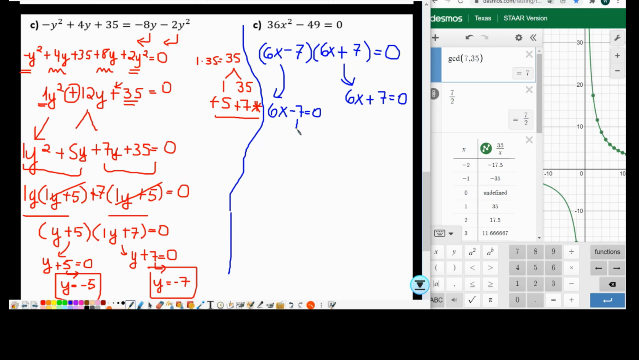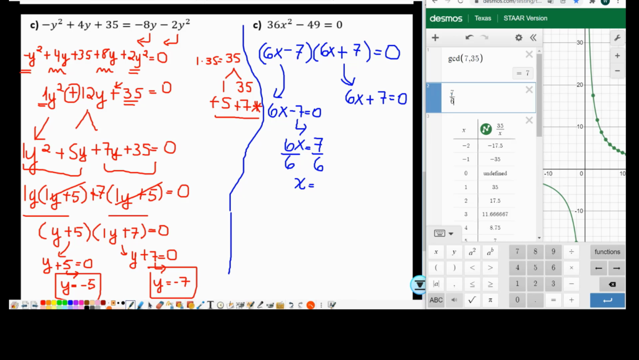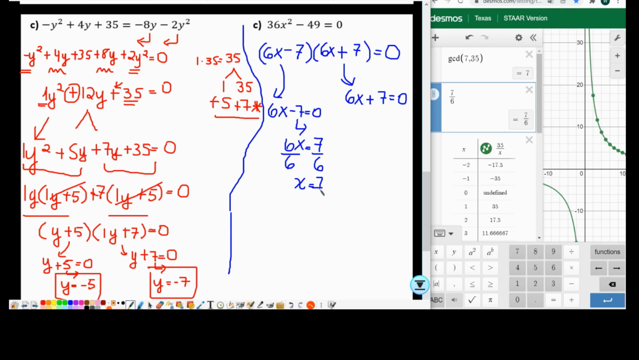Now to get the x alone, I move the 7 to the other side, so it'll be 6x equals positive 7. And then the last step is to divide both sides by 6. And we call our friend calculator to help us out. So we're going to do 7 divided by 6. Calculator gives us 7/6. So that means that stays the same. So there we go. So 7/6, that's one of our answers.